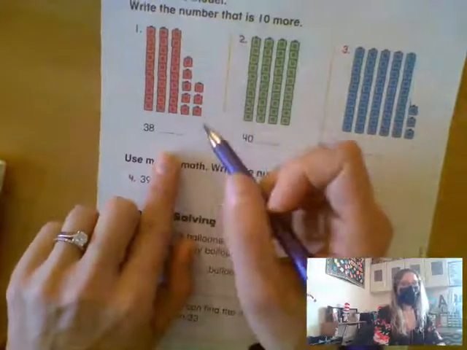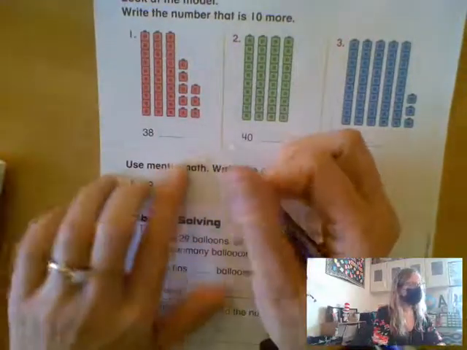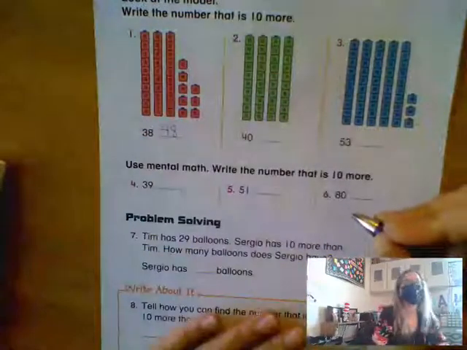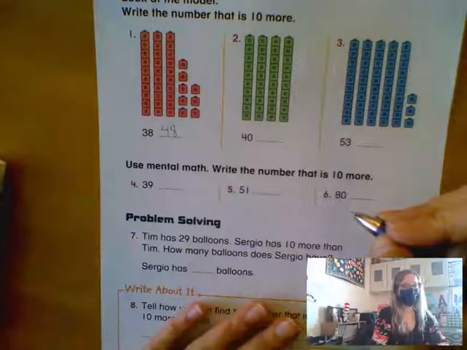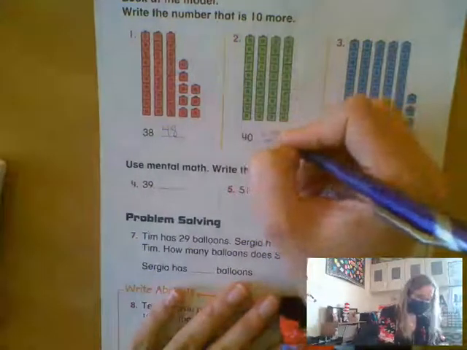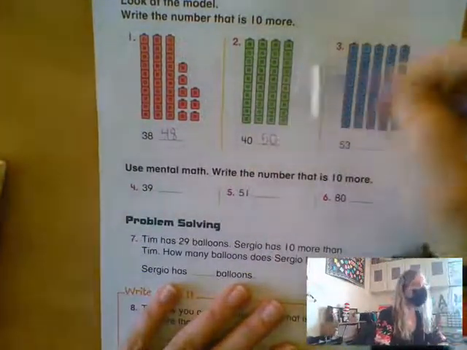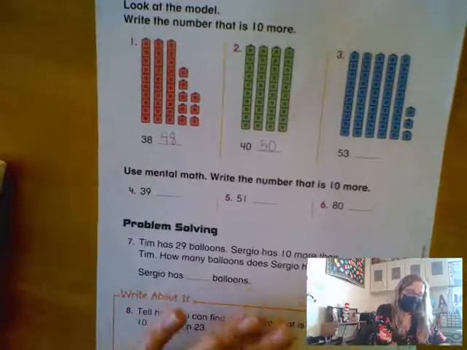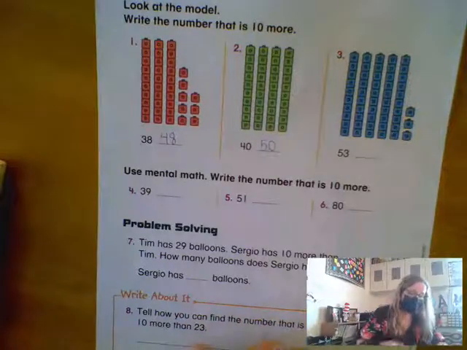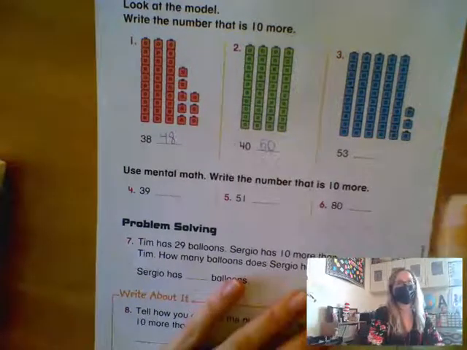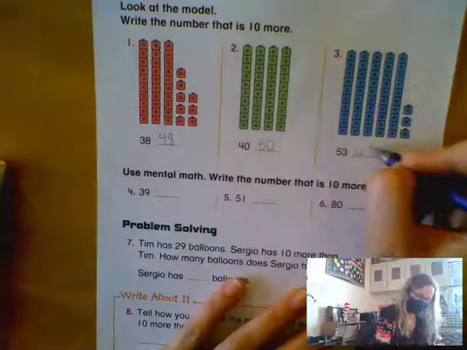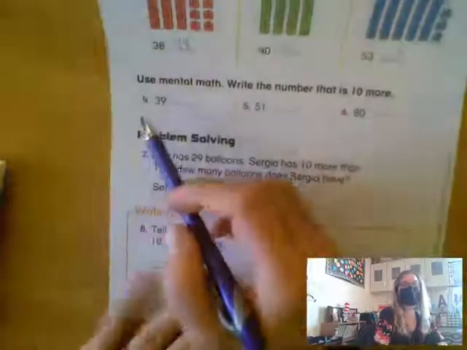Here we go. Victoria, 38. What's 10 more? 48. Good job. Lillian, 40. What's 10 more? 50. Good job. Don't hesitate. Think about what you know. If 4 tens is 40, then 5 tens would be 50. All right. Connor, 53. What's 10 more? 63. You got it.